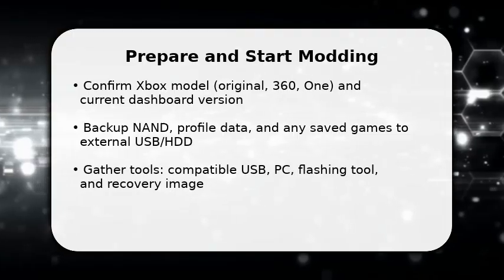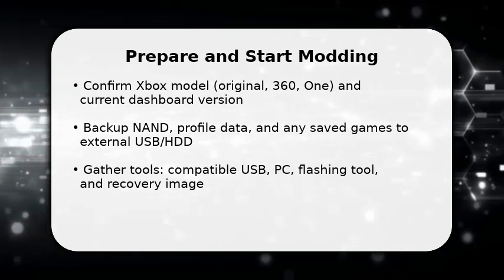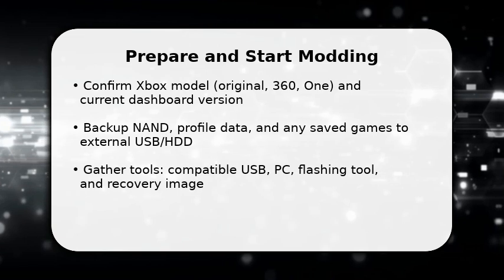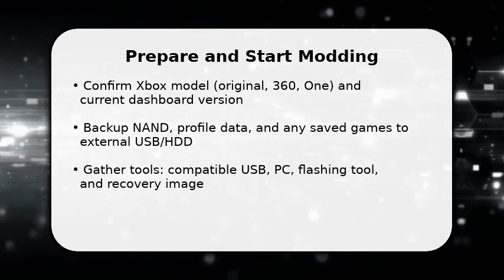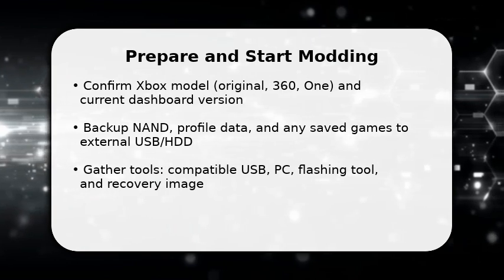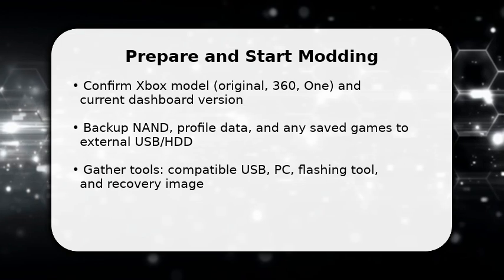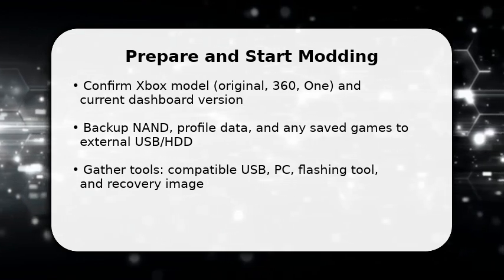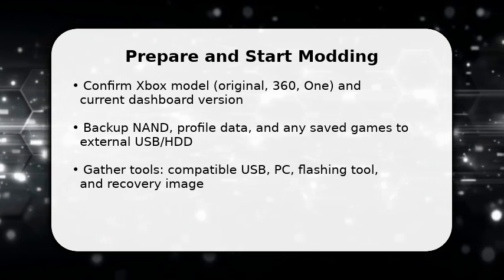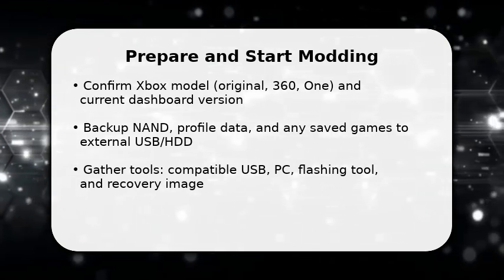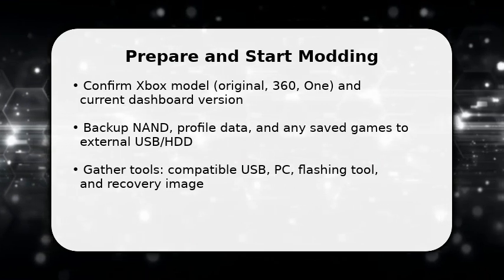You begin by confirming exactly which Xbox you have and why you want the old dashboard. Compatibility matters. Once done, back up NAND and game saves so you can restore if anything goes wrong. Next, connect a PC, a reliable USB drive, and the appropriate flashing utility. Make sure drivers install. Start the process by copying the target dashboard image and any required signature patches to the USB. You're now set to move into the flashing and installer steps.